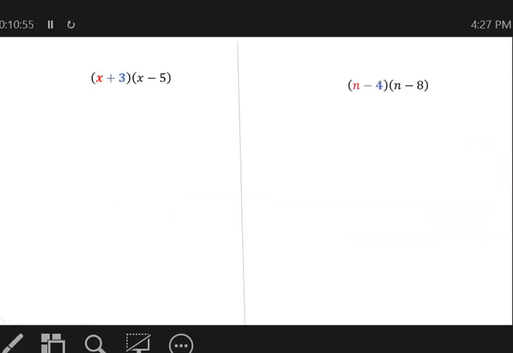Now let's look at these two examples. I use two different colors for the two items, which we call terms mathematically. And so in the first box, we have x and 3. So what we need to do is distribute the red x first to everything in the second box. So we're going to do x times x and x times negative 5.